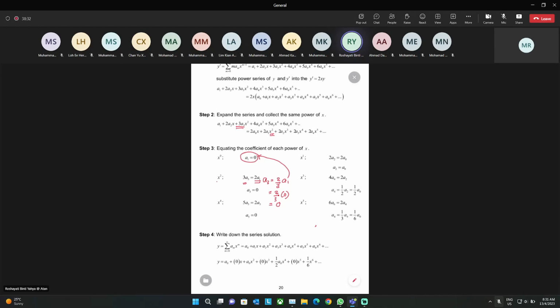Then for x to the power of 3, on your left hand side, a4 equal to right hand side, x cubed, so 2a2 here. So you need to simplify this. a4 equal to 2a2 over 4, equal to 1 over 2 a2. But please check from the previous part.